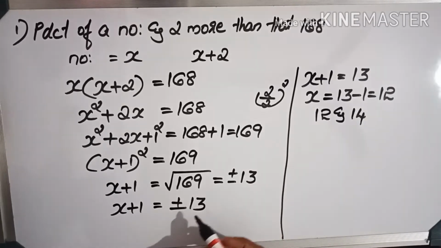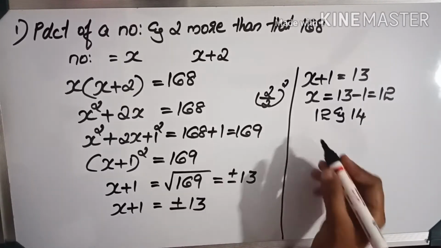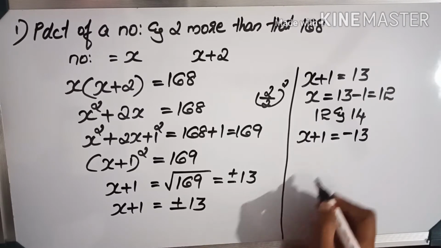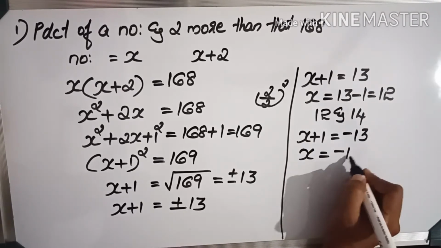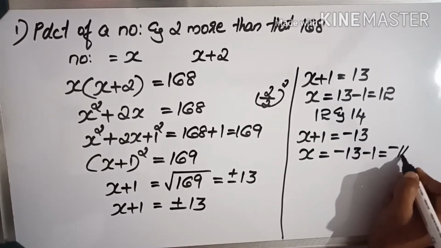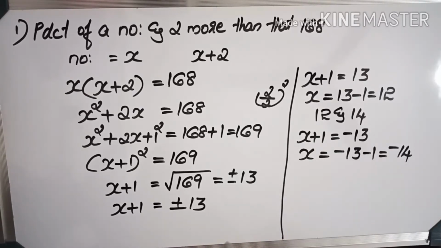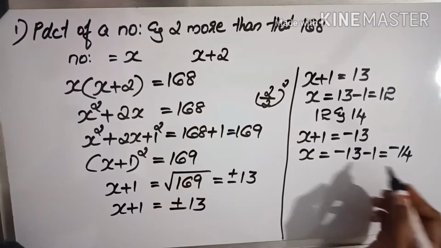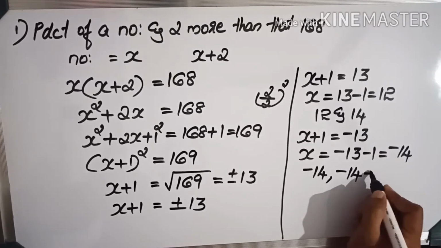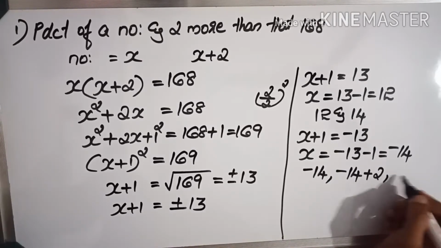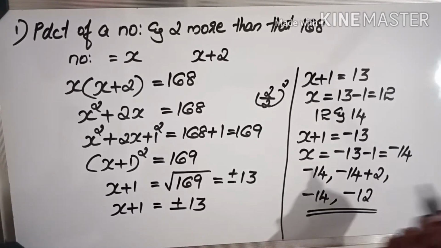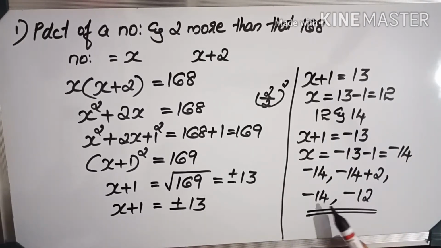One more case is if it is minus 13, that is also possible. So x plus 1 equal to minus 13. x equal to minus 13, the plus 1 comes to this side, it will be minus 1. So the answer will be minus 14. So x will be minus 14. Then the next number is x plus 2, that is minus 14 plus 2, which is minus 12. So 12 and 14, or minus 12 and minus 14.